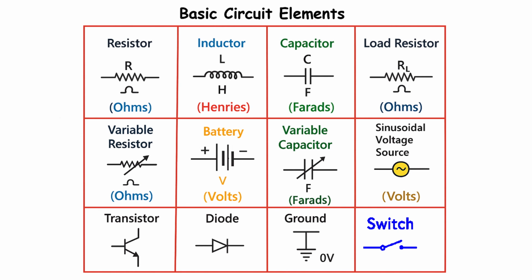First up is the transistor. The transistor is arguably one of the most important inventions of the 20th century. It's the fundamental component that makes all modern computers and smartphones possible. At its core, a transistor acts as an electronically controlled switch or an amplifier.